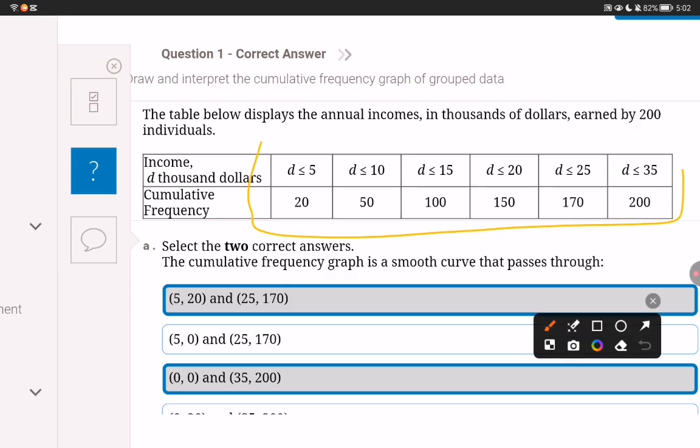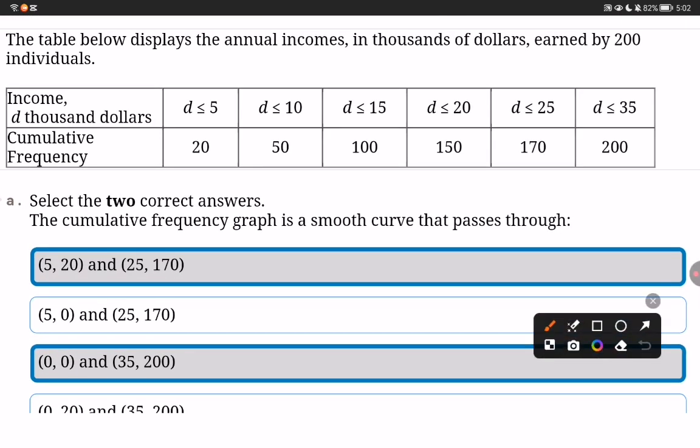because these values over here you can just compare them with the answers over here. So look, 5 and 20 is equal to 5 and 20, so this is correct. And then 25, 170 is equal to 25, 170. And by the way, before this 5 and 20, the first point is 0, 0. There may be cases where the first point can actually be, for example, 5, 0, but you don't find it very often. But I will show you guys how to do it if that comes up in the quiz. Okay. So this is correct.